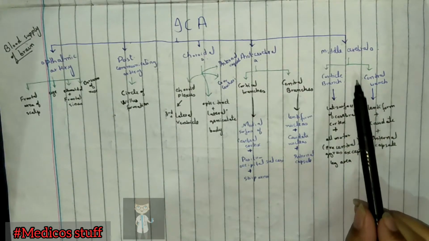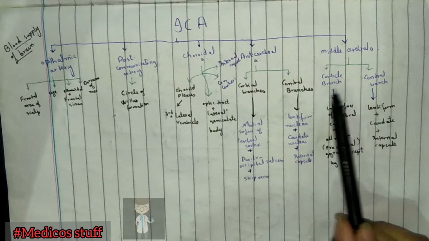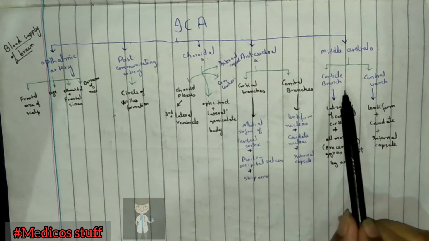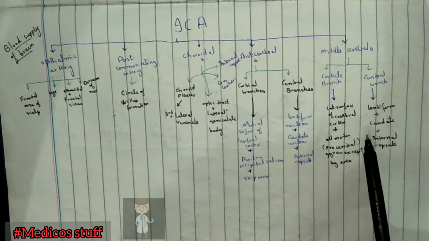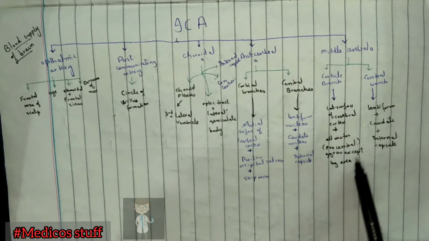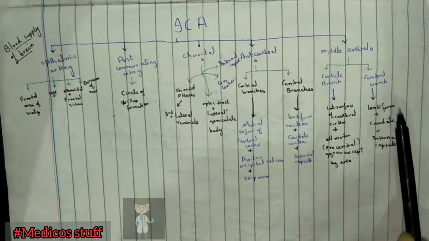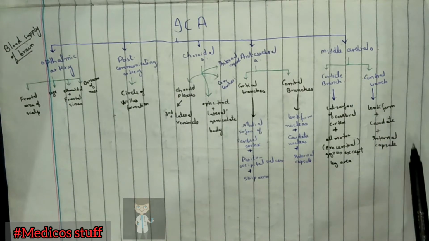Then the middle cerebral artery. The middle cerebral artery has two further branches, the cortical branch and central branch. The cortical branch supplies the lateral surface of the cerebral cortex plus the motor precentral gyrus except the leg area. Then the central branch supplies the lentiform nucleus, caudate nucleus, and internal capsule.